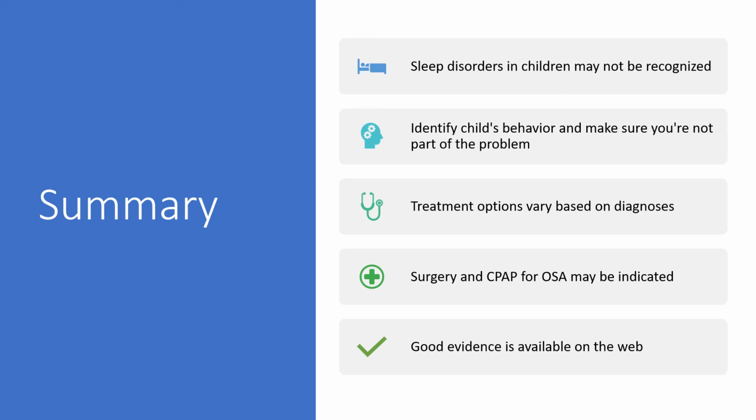Treatment options vary based upon diagnosis, so understand the treatment options. Surgery and CPAP for OSA may be indicated, but not all the time. As I mentioned, surgery is effective in 25% of the patients who get it. Good evidence is available on the web. There's a lot of studies out there, so if you really are interested in learning more, I request that you go read it. It's a lot of good information, and I want to thank you for joining me.